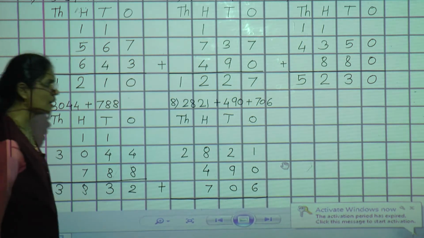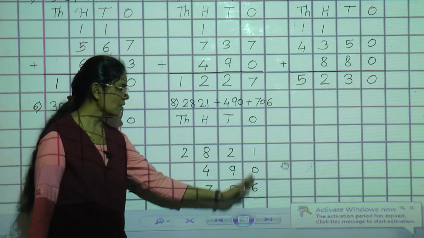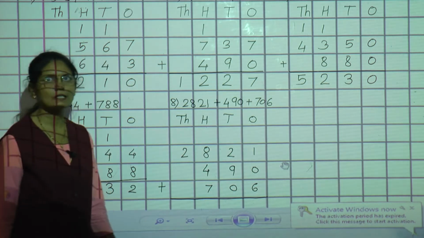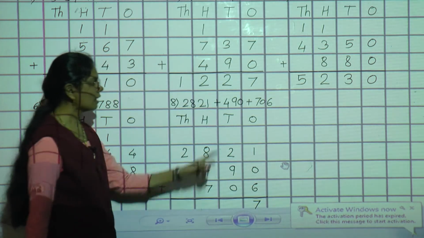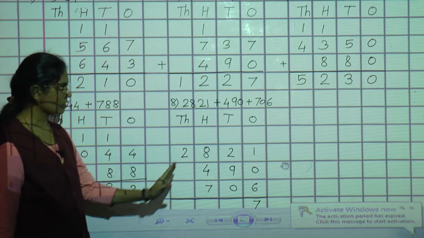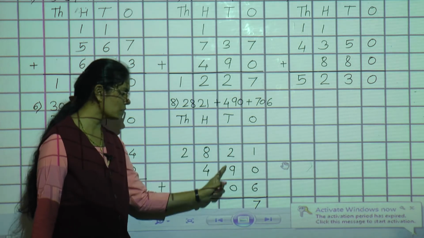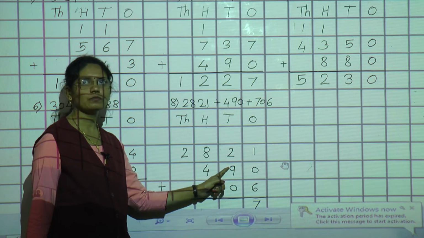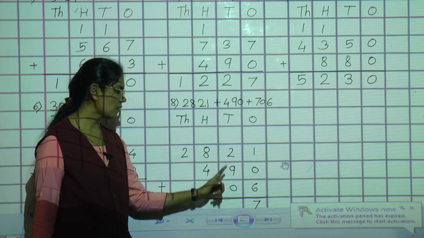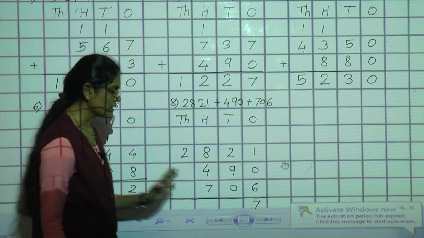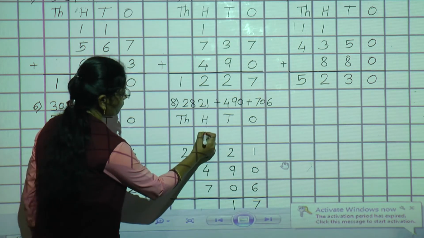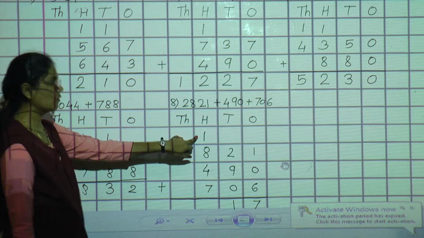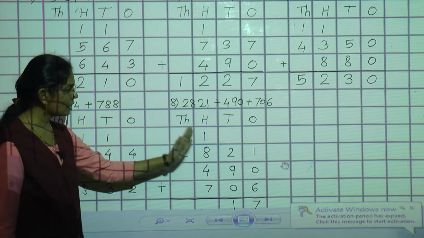Now start from the ones place. 1 plus 6. Yes, 7. Correct. Now we will move to the tens place digit. See the tens place, 2 plus 9. Yes, 11. 11 plus 0, 11. So 11 tens means 110, that is 1 hundred and 1 ten. So this one we will give as a carry to the hundreds place.